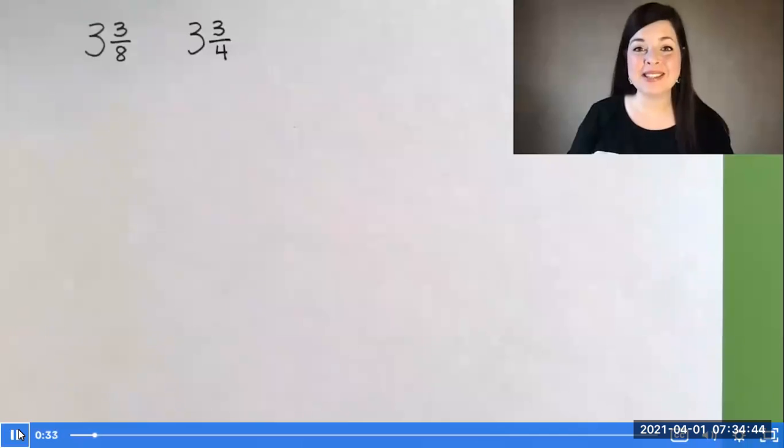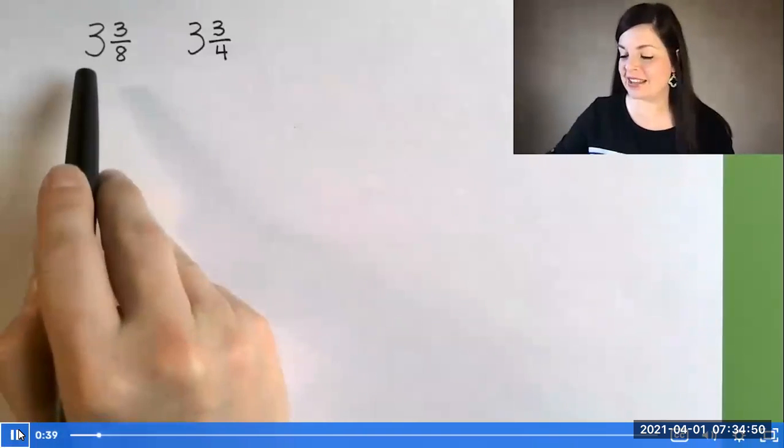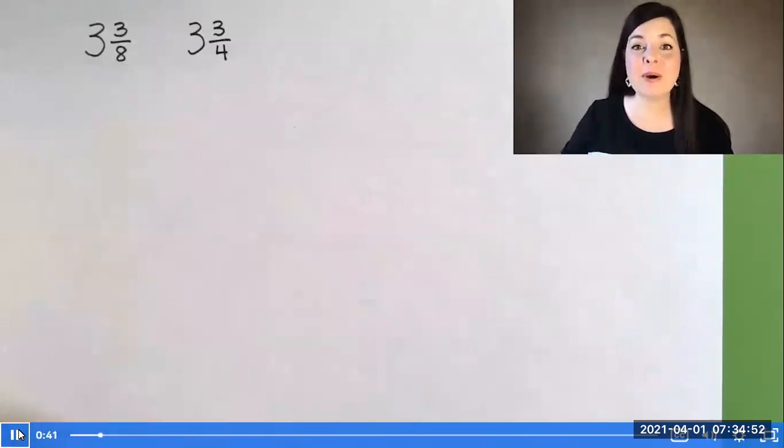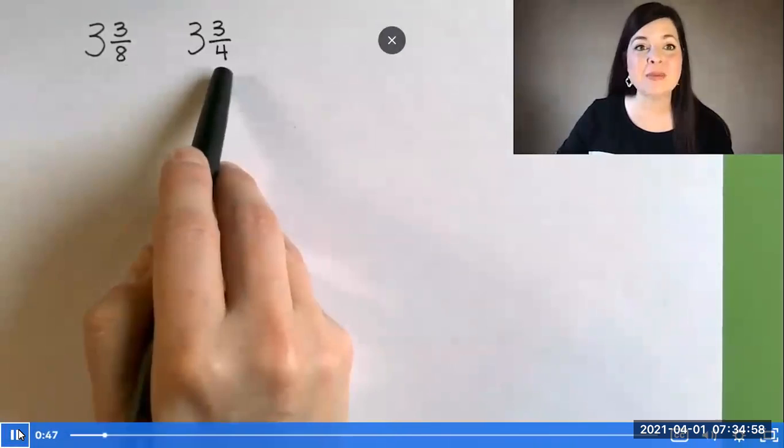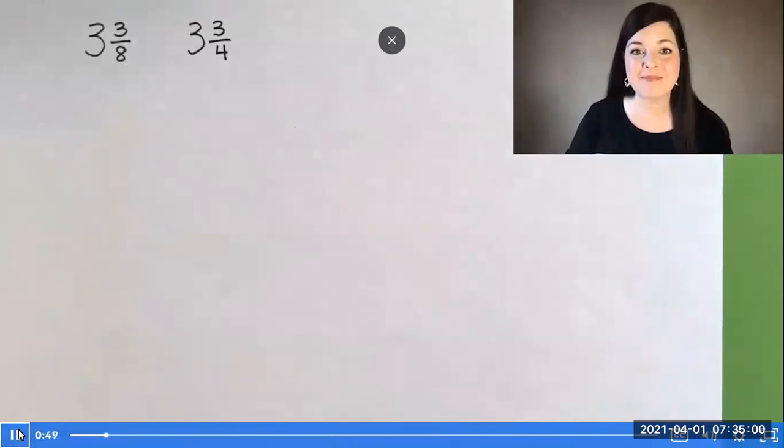Take a look at these two mixed numbers. What do you notice? You probably noticed that they have the same whole number. They both have 3 ones. That means we can compare the mixed numbers by comparing the fractional parts, 3/8 and 3/4. So how might we compare 3/8 and 3/4? Pause the video to talk out your thinking.